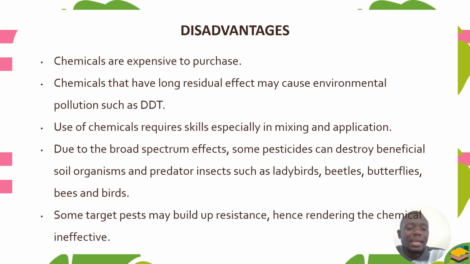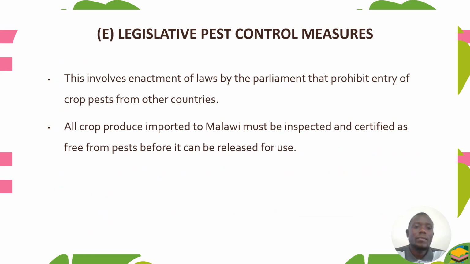Then some target pests may build up resistance. If you apply the pesticides for a long period of time, you find that some pests resist, and they make these chemicals ineffective. So those are some of the disadvantages of using pesticides or chemicals.